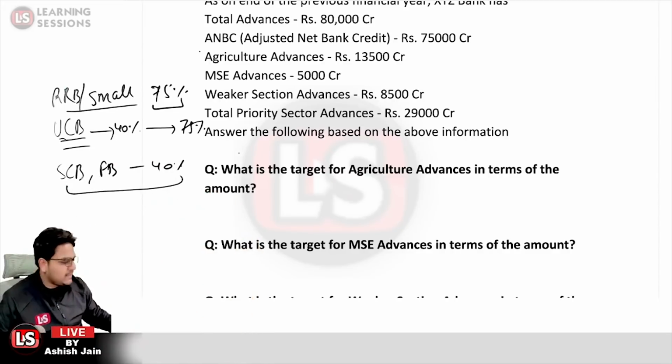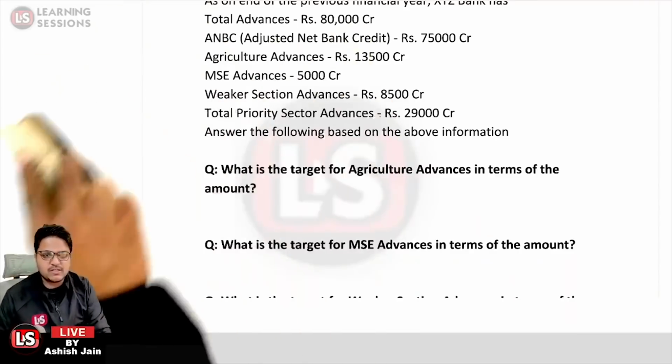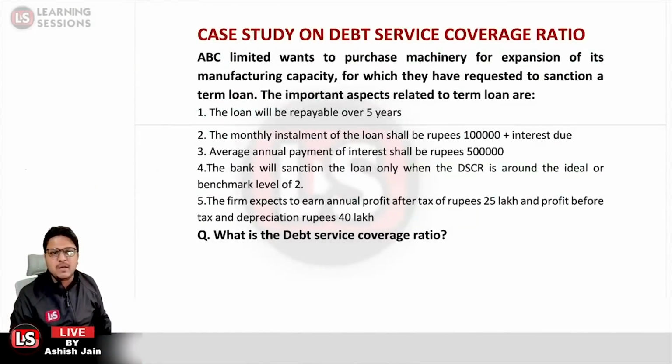So that would be all related to this particular case study. It says that ABC Limited wants to purchase machinery for expansion of its manufacturing capacity, for which they have requested to sanction a term loan. The important aspects related to the term loan are given over there.